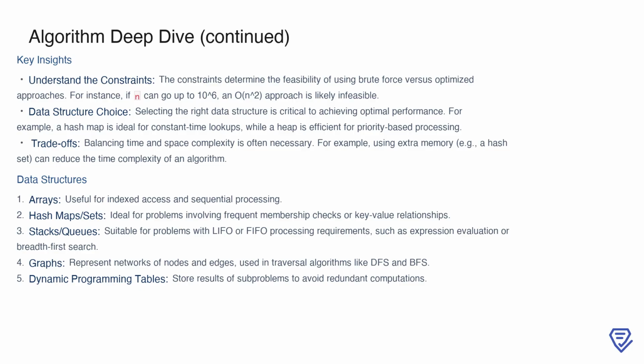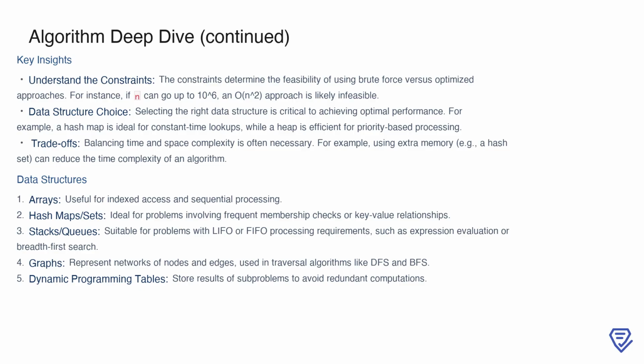Next, the choice of data structure plays a critical role in achieving optimal performance. A hash map, for instance, is excellent for constant time lookups, while a heap is ideal for priority-based processing. Balancing trade-offs between time and space complexity is another important consideration. Sometimes, using additional memory, like a hash set, can significantly reduce time complexity.